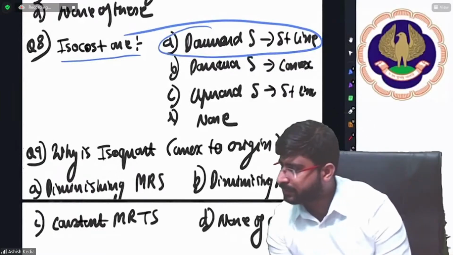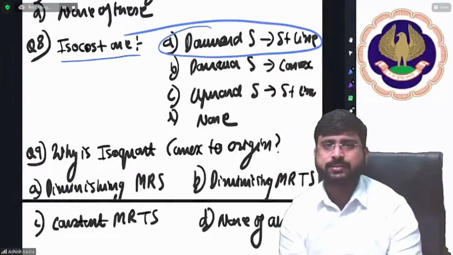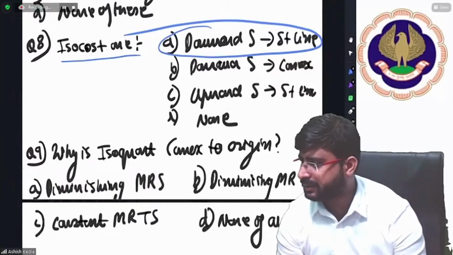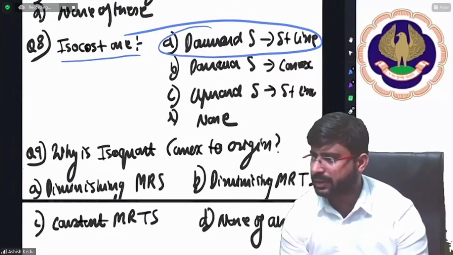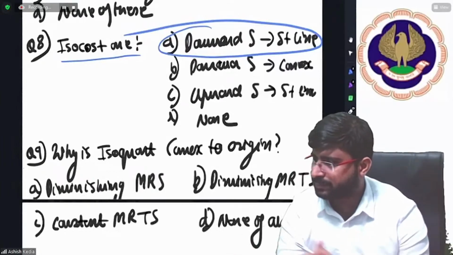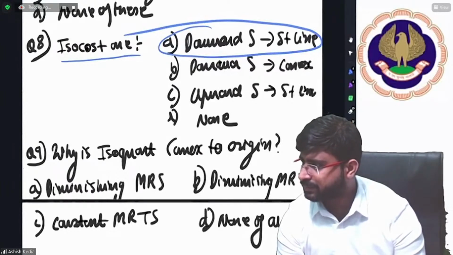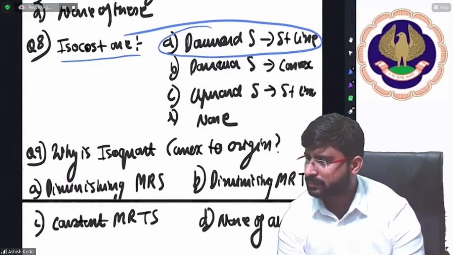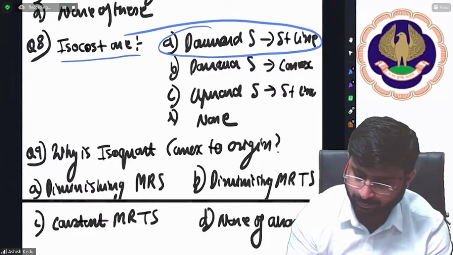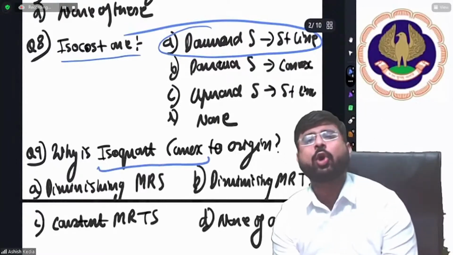Okay. Come on, friends. Absolutely correct. Congrats, Harshit. Good work. Good job. All right. C. Why is isoquant convex to the origin?